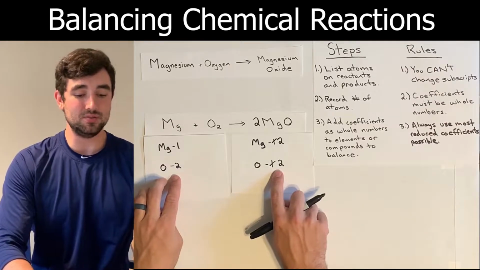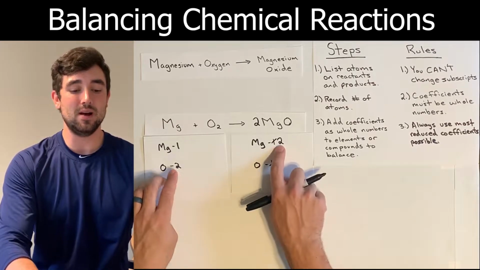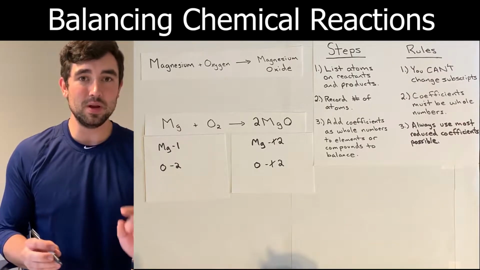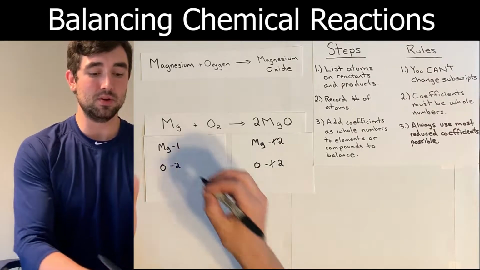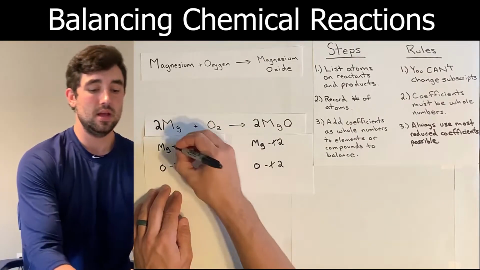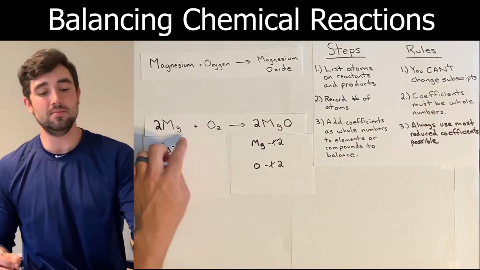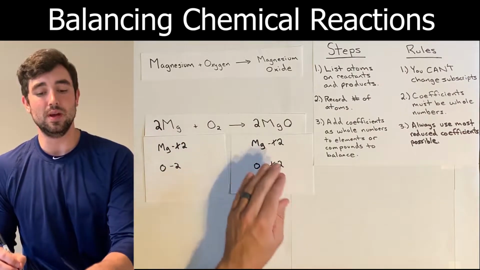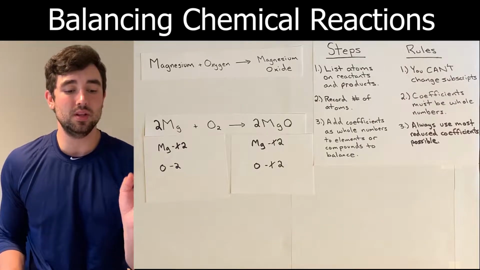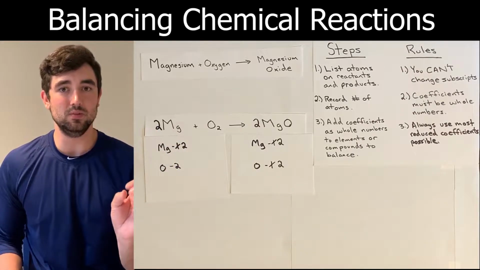Well, we made our oxygens really happy on both sides, but we now have created a problem with our magnesiums. We can simply fix this problem by going back and using a whole number coefficient of 2 in front of the Mg. Now, I have 2 Mg plus O2 yields 2 MgO. Everything is matching up.